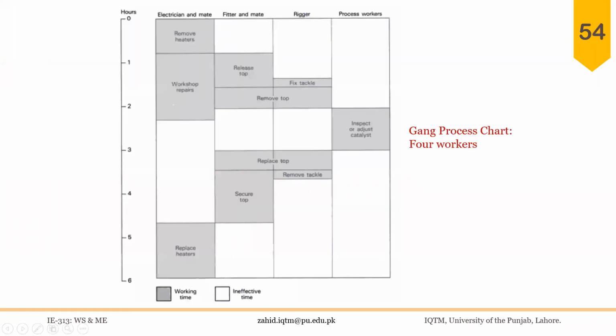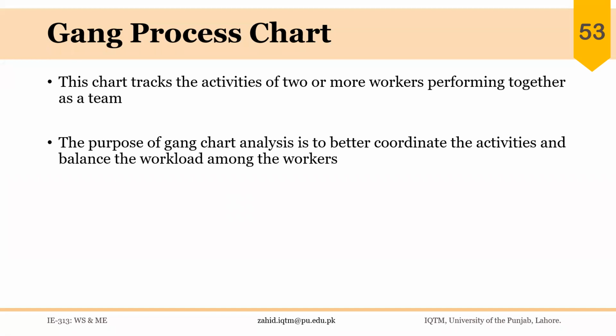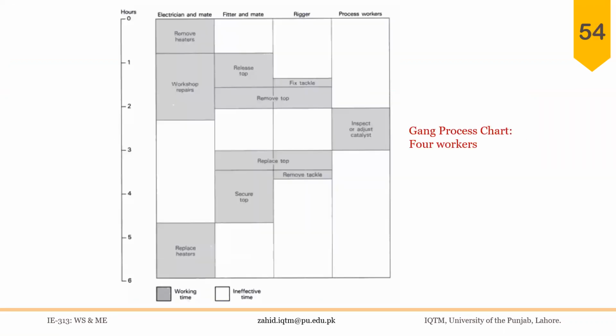So in this type of chart, we don't have actually any machine, but a group of workers working together. So this chart tracks the activities of two or more workers performing together as a team. So there is no machine as such that they are operating. The purpose of gang chart analysis is to better coordinate the activities and balance the workload among the workers or to avoid mura between different workers. So this is an example of a gang process chart.